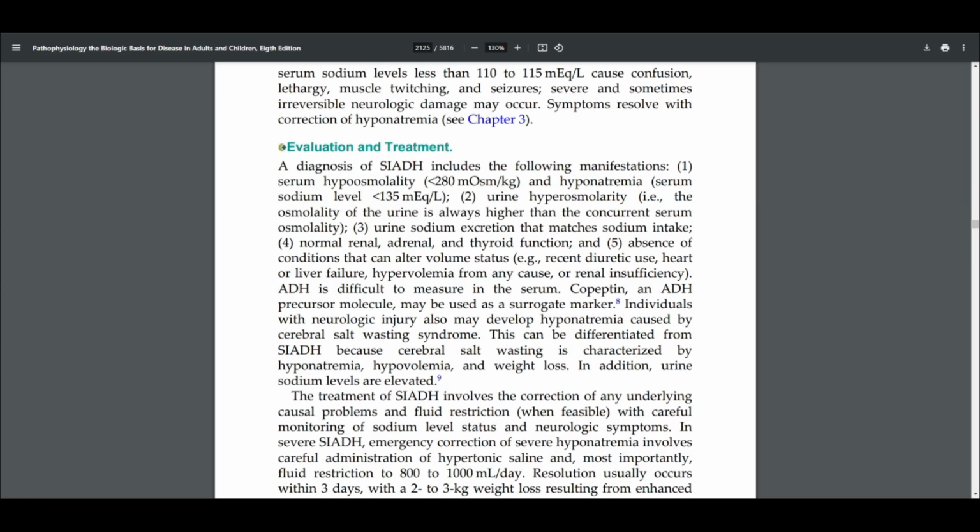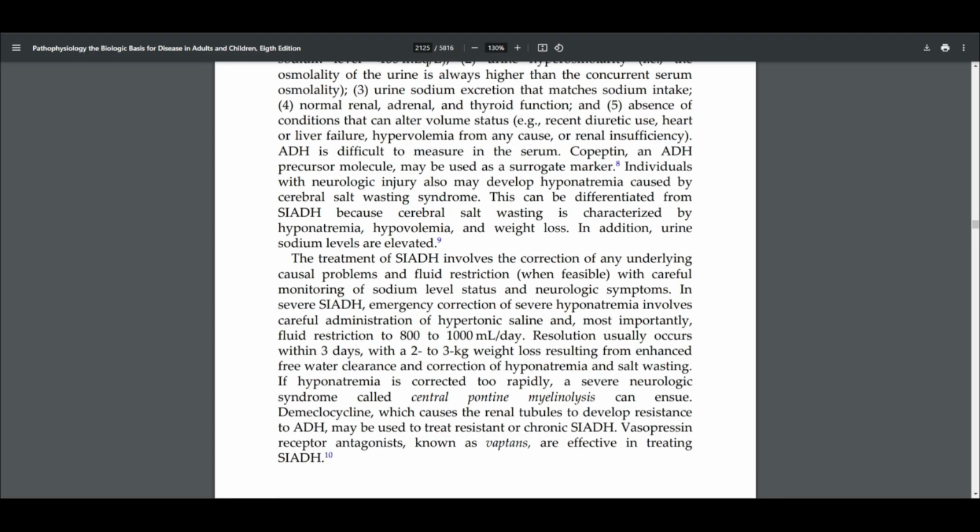Individuals with neurologic injury also may develop hyponatremia caused by cerebral salt wasting syndrome. This can be differentiated from SIADH because cerebral salt wasting is characterized by hyponatremia, hypovolemia, and weight loss. In addition, urine sodium levels are elevated. The treatment of SIADH involves the correction of the underlying causal problems and fluid restriction, when feasible, with careful monitoring of sodium level, volume status, and neurologic symptoms.